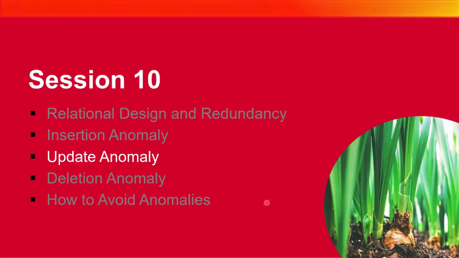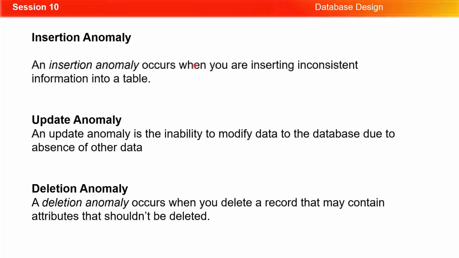Welcome back to our course. This is video 22, and we are still in session 10. In this video, we are going to discuss the update anomaly. Similar to the insertion anomaly, an update anomaly occurs when there is an inability to modify or update the data in the database due to the absence of other data, like fields that are not null, that must have data, and the update command does not contain that data.